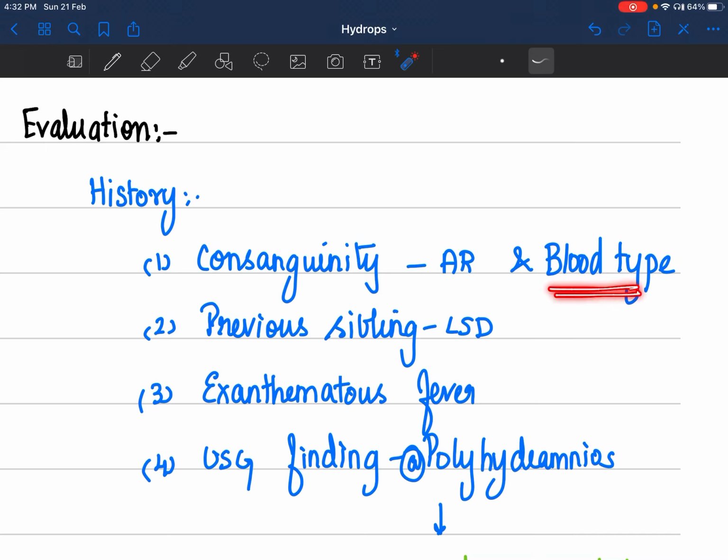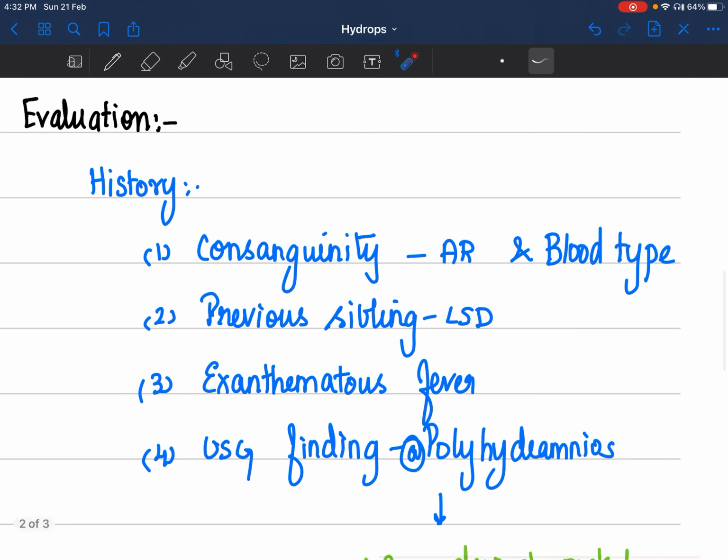Blood type you will still ask, because in our country where they may not have adequate prenatal checkups, you still get to see here and there Rh incompatibility induced hydrops fetalis. So you will still ask for blood type of mother and father. You will ask for a previous sibling who was stillborn or who was born with hydrops fetalis, so that it will give you a clue about lysosomal storage disorders.